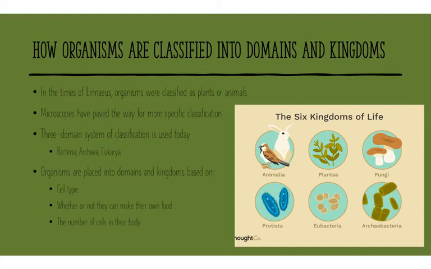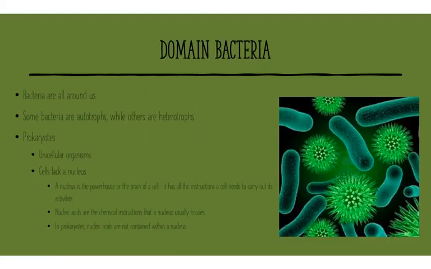So over here, you're going to see that there are 6 kingdoms of life. The first kingdom is Animalia, then we have Plantae, Fungi, Protista, Eubacteria, and Archaebacteria. So we're going to look at those today.